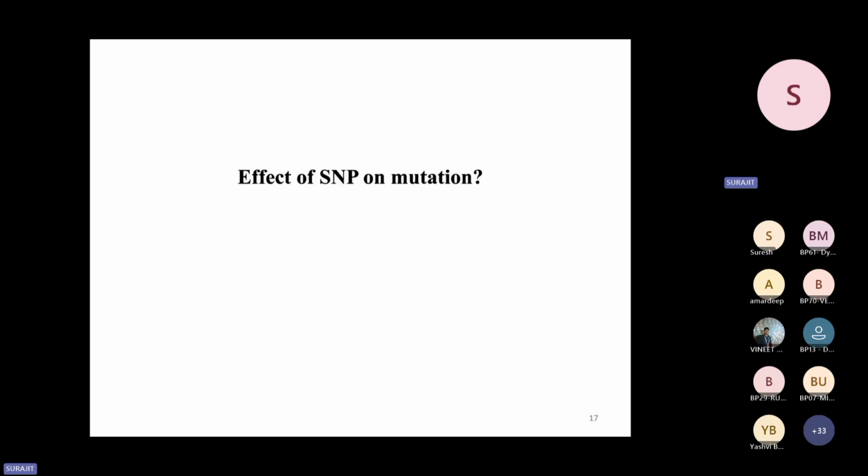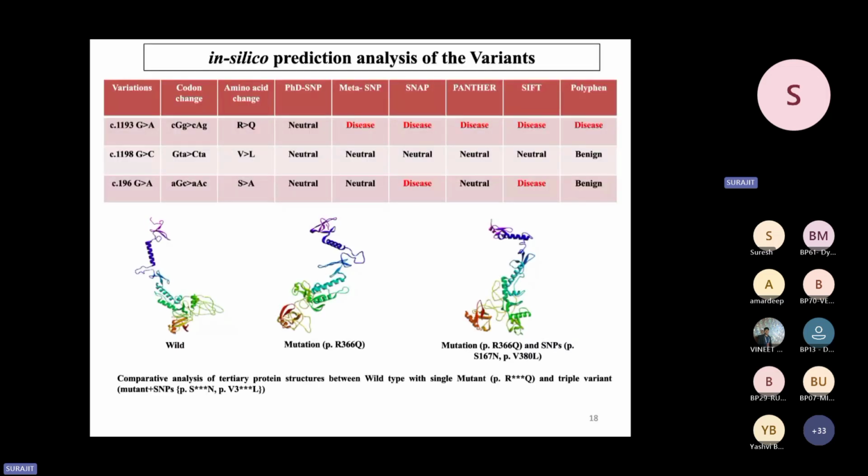So for in silico prediction of the variants, we used various software like PhD-SNP, Meta-SNP, SNAP, Panther, SIFT, and PolyPhen, to find whether they are deleterious, what the deleterious score is, and whether the variation is disease causing or not. We did this with the three variants, where we found that the mutation in heterozygous condition at exon 10 in the Parkin gene is disease causing in every software except PhD-SNP, whereas the other two variants were found neutral in most cases except SIFT and SNAP.